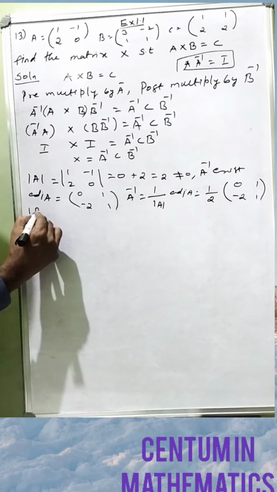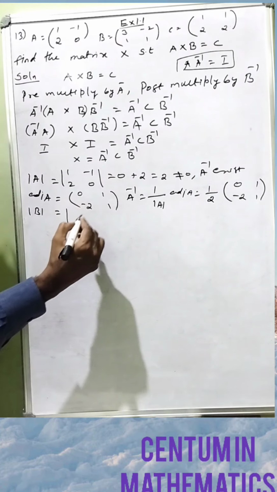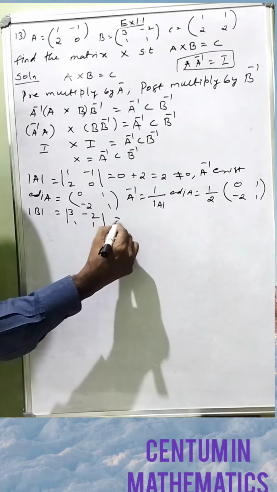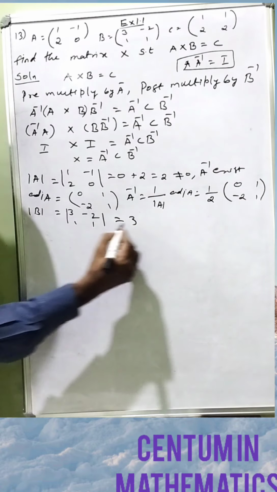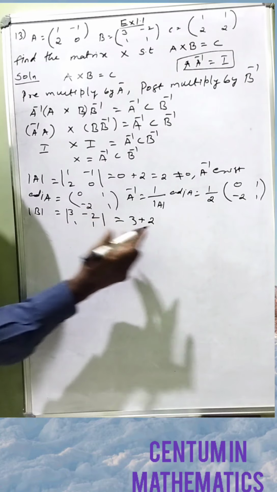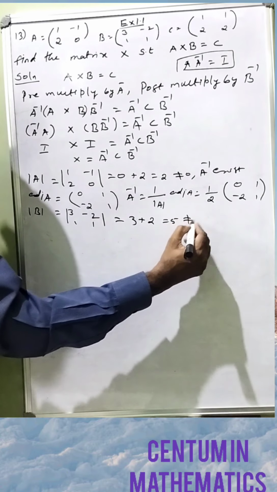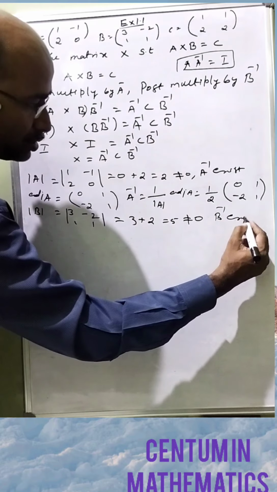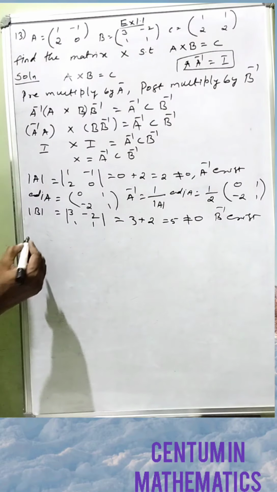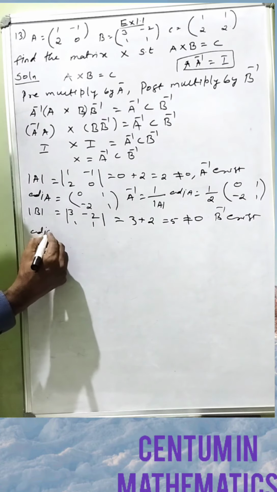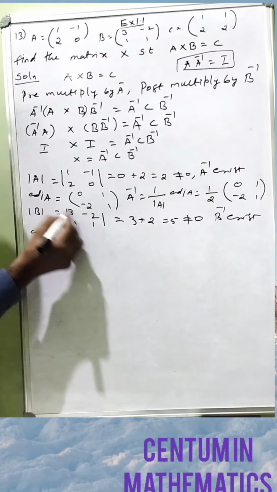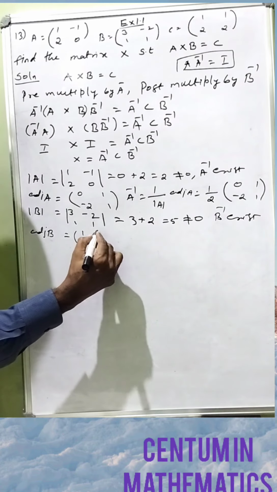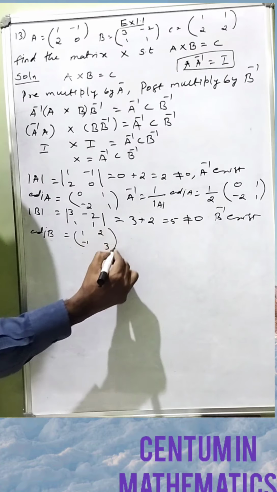So we have to find the determinant of B. Determinant of B: first row, B, 3 minus minus 2, 1. So 3, here minus means plus 2, we get 5, not equal to 0. So B inverse exists. We can find B inverse. So B inverse exists means adj B, adjoint B: first diagonal interchange 1, 3, second diagonal sign change minus 1, plus 2.